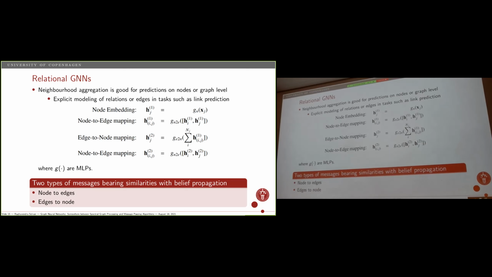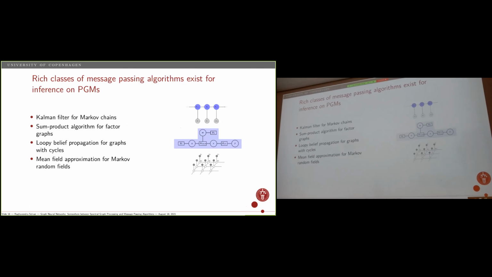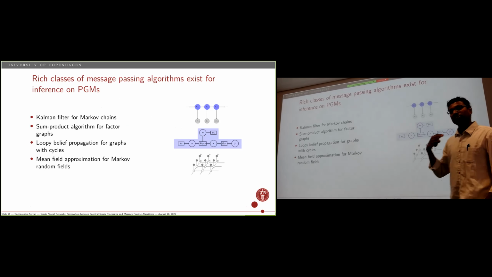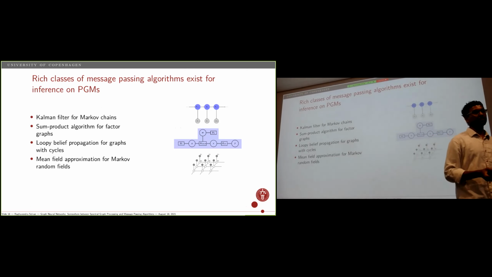But what I really wanted to point out here is that we now have these two types of messages: nodes to edges and then edges to nodes. And this, as I already hinted before, is reminiscent of lots of models in probabilistic graphical model literature. For instance, if you have a first order Markov chain, you can solve for the marginal probabilities or the posterior densities using a Kalman filter, or you can do Kalman smoothing, etc.